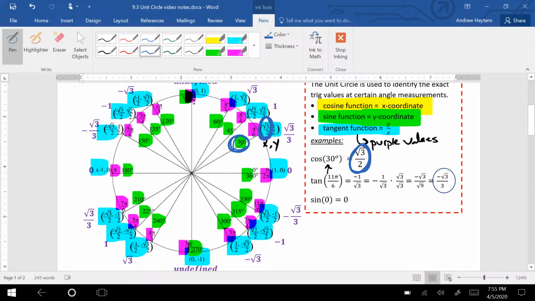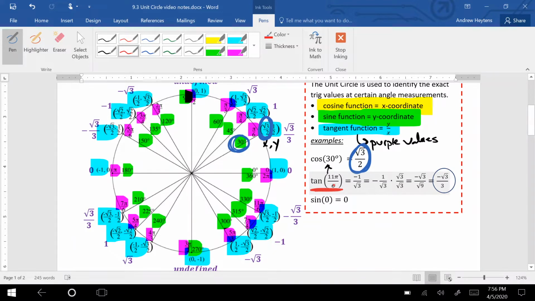Okay, it's kind of like a puzzle. You find the angle, you figure out if it's cosine, sine, or tangent, and you find the corresponding value at the specific angle. Second example, tangent of 11 pi over 6.